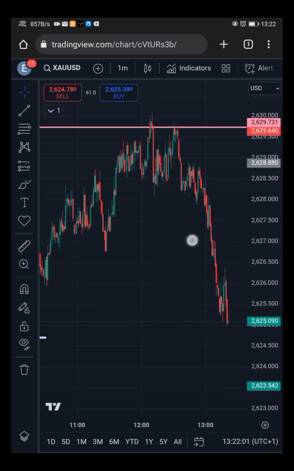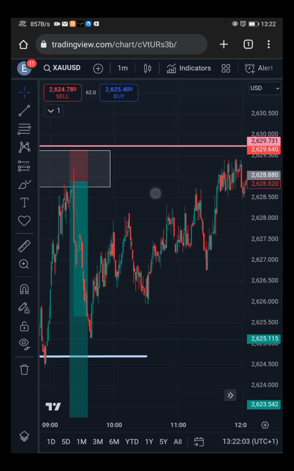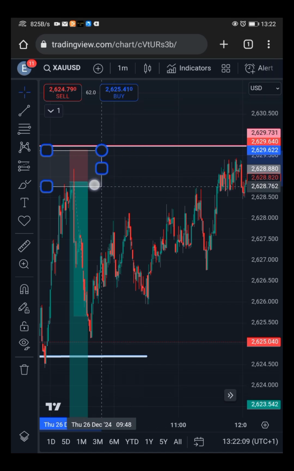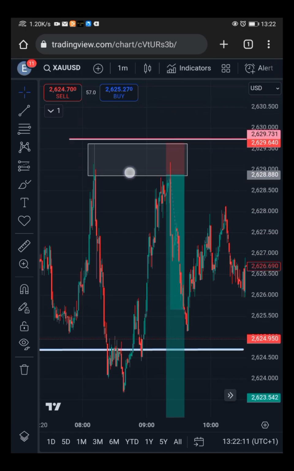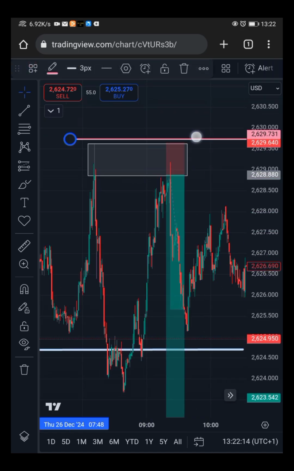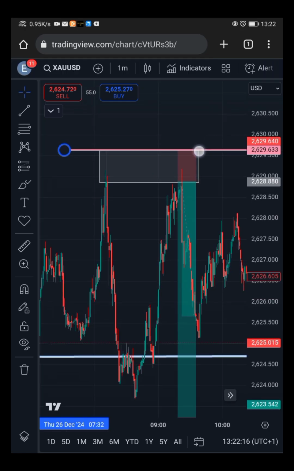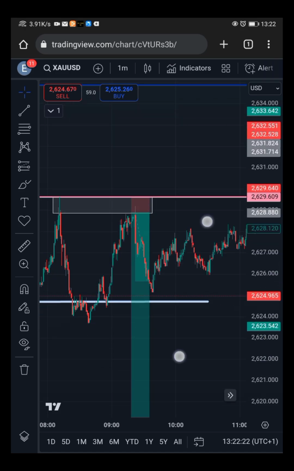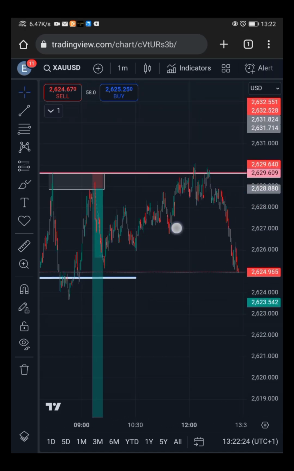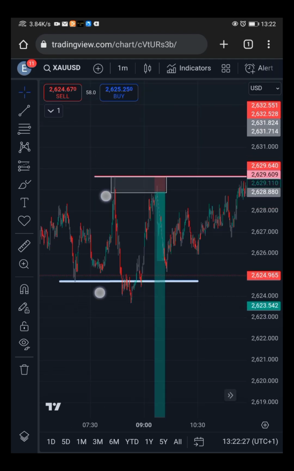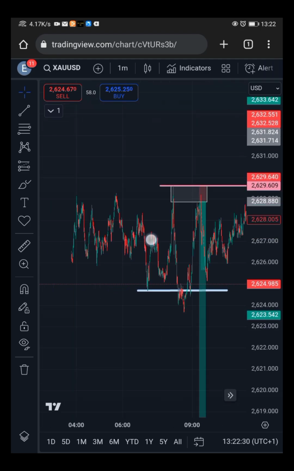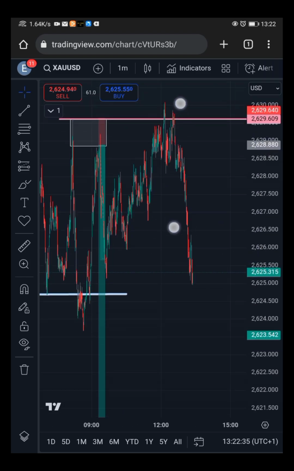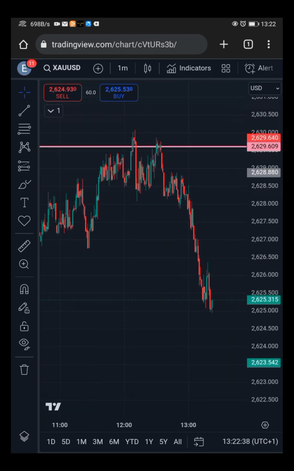You can see this was my entry, and my stop loss was around there. You can see the market took me out. We've taken the liquidity out because the consolidation there was too much. Like I said earlier, the consolidation there was too much, so it took me out, and you can see it going back to the downside.